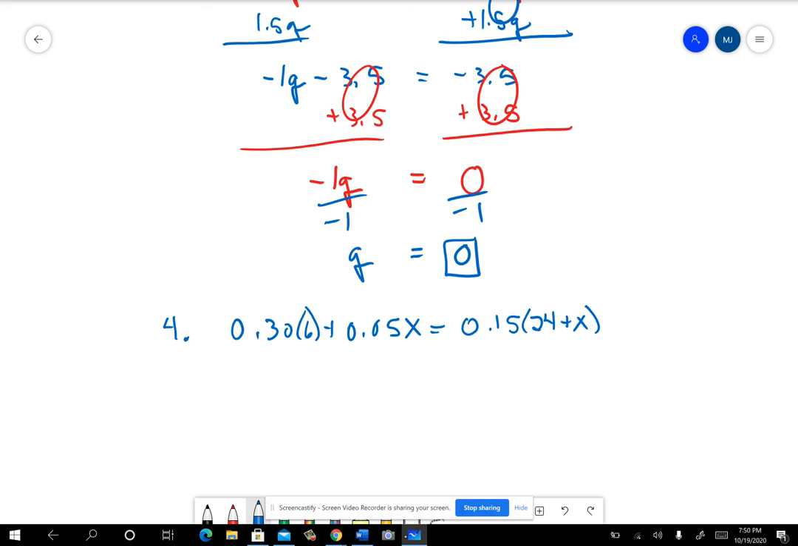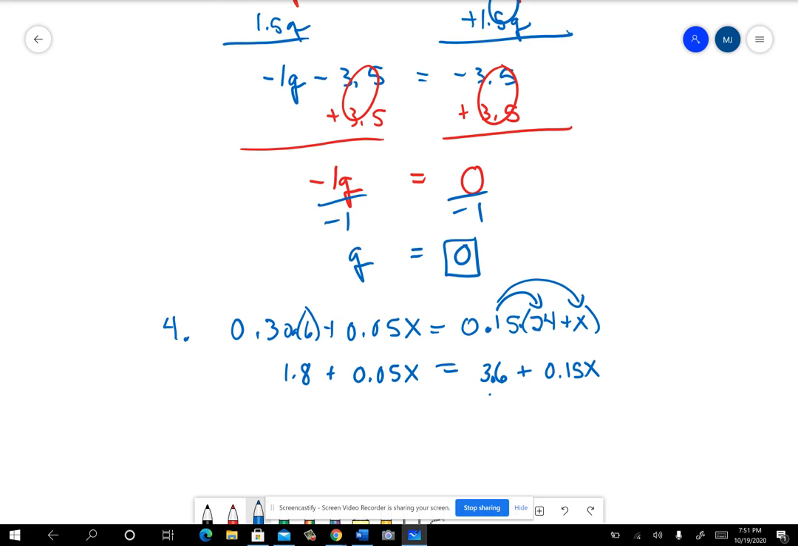Okay, so what I would do is just go ahead and multiply the 6 times the 0.30. Okay, and so that would be 1.8. Bring down the 0.05x. I would take this 0.15 and I would distribute it. Okay, so let's see, that would be 3.6, plus 0.15x. So all I did was distribute the 0.15. So that meant it got multiplied by 24, then it got multiplied by the x.